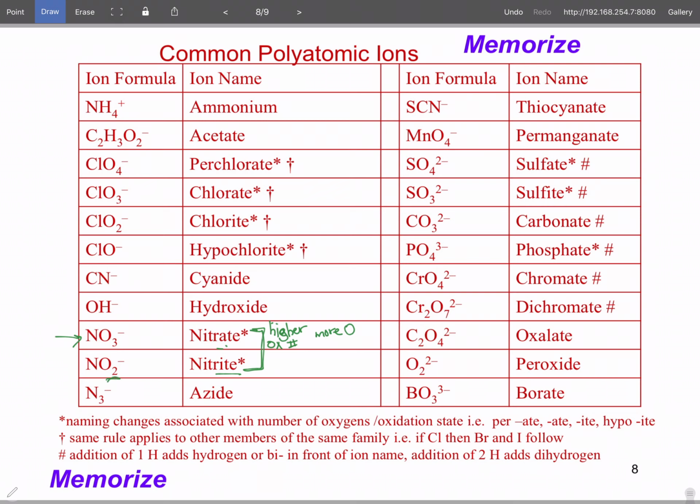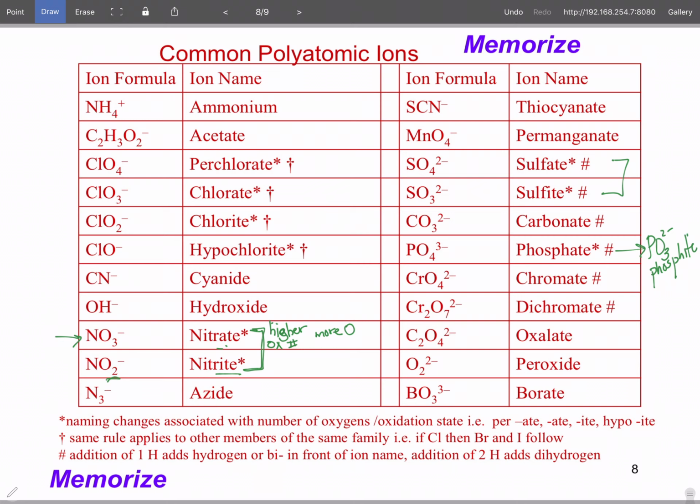You'll see this in nitrate, nitrite, sulfate, sulfite. Carbonate is fine. Phosphate. You can actually also have phosphite. That's phosphite, because it has one less oxygen.